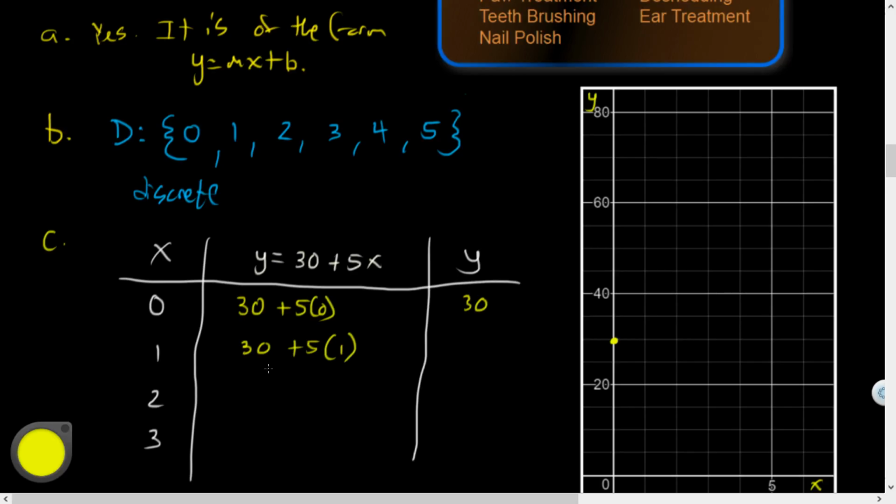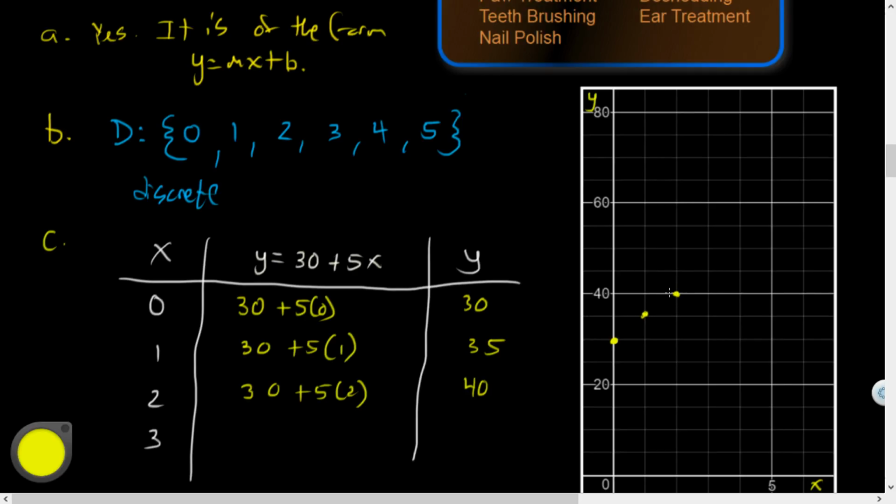30 plus 5 times 1. 5 times 1 is 5, plus 30 is 35. 30 plus 5 times 2 is going to be 40. Right, so there's some more points. This does look linear. We already decided it, so it's going to be following a pattern. It looks like it's going up 5 over 1, up 5 over 1. Notice my 5 is 1 grid unit on the y-axis, so you had to pay attention to your scale here in order to get that correct.